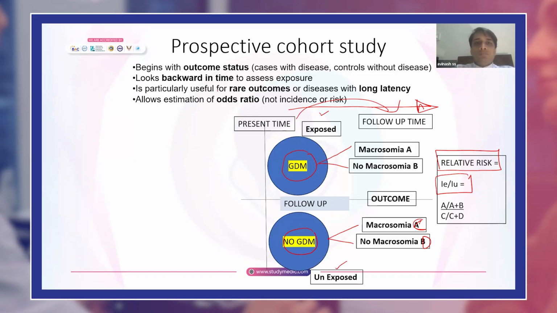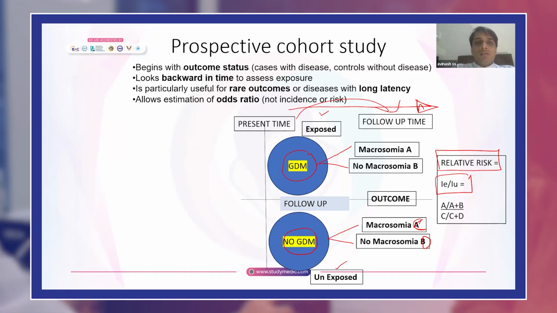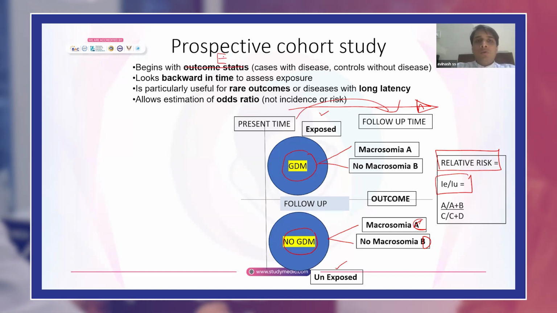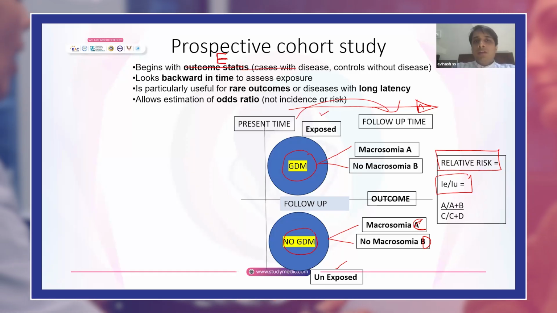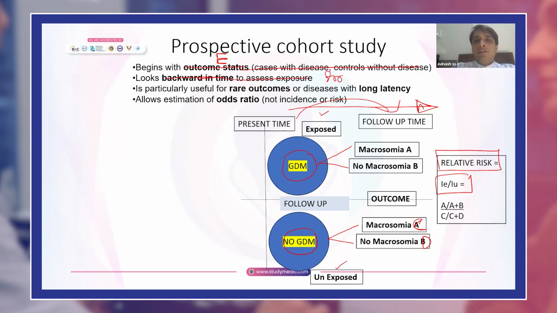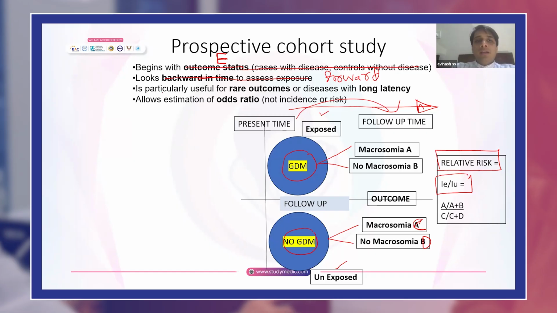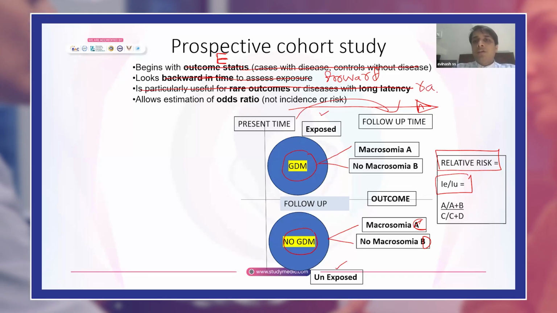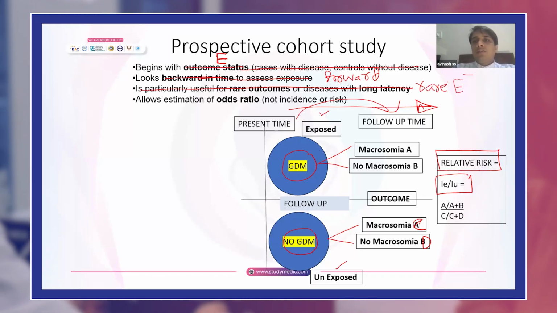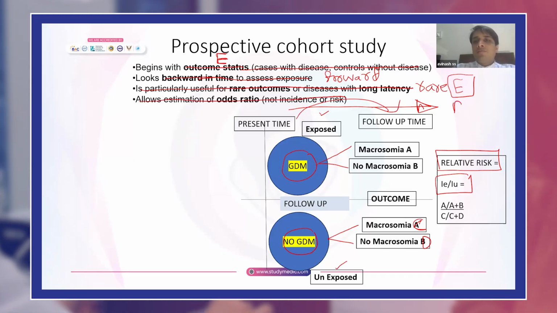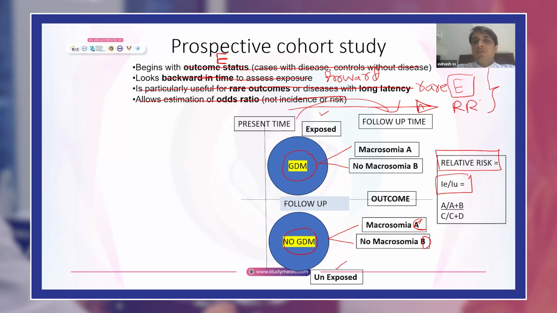Okay, so this one does not begin with outcome status. It begins with the exposure. The prospective cohort study design begins with the exposure, and then it looks forward in time, not backward in time. It is particularly useful for studying rare exposures, and not rare outcomes, in contrast to the case control. It does not allow the estimation of odds ratio, but it allows the estimation of relative risk. This is the difference between case control and cohort study design.